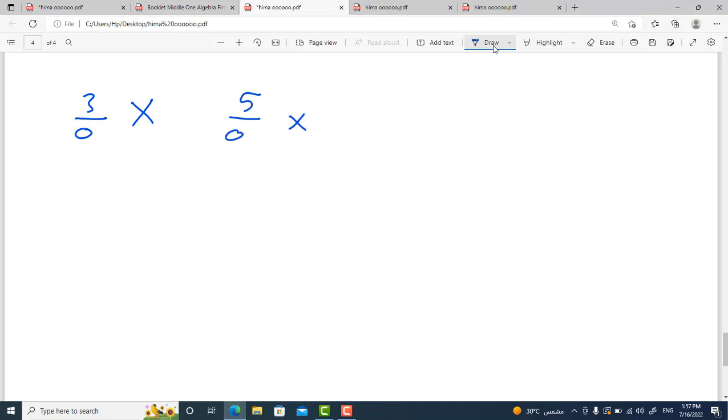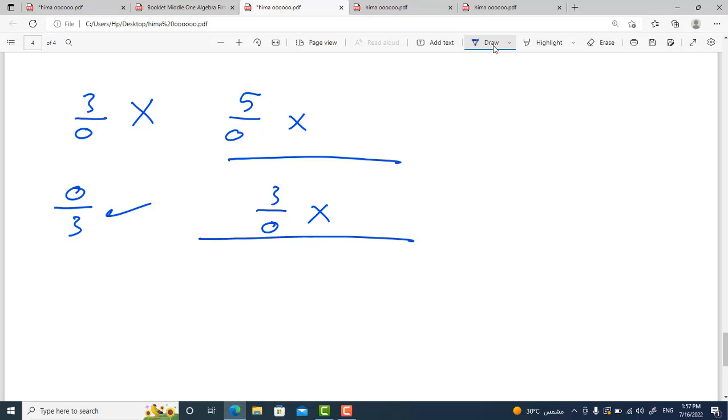So we must not put 0 in the denominator. This condition is very important. 0 over 3 is a rational number, but 3 over 0 is not a rational number.